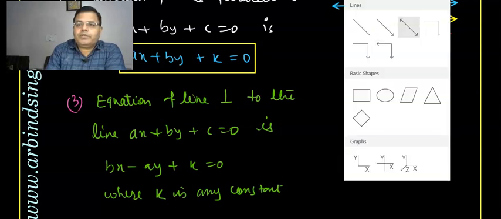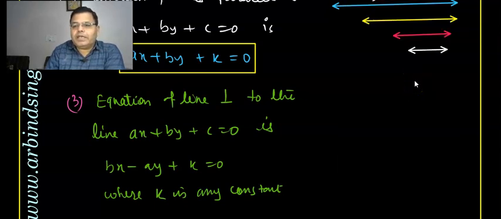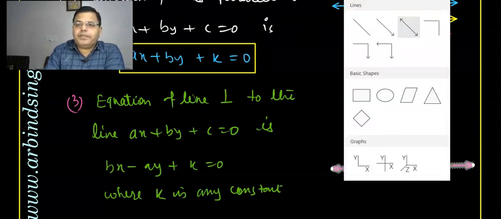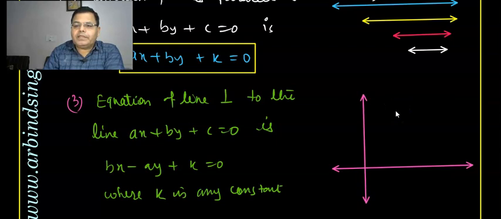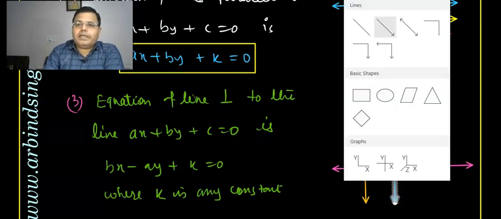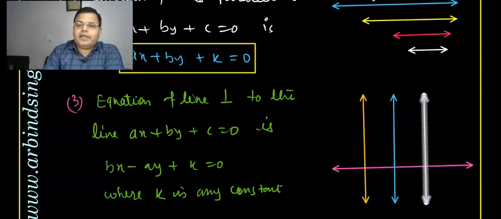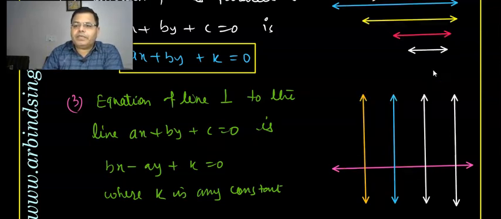Suppose this is a line. There can be a number of lines perpendicular to it. Say there is a line perpendicular to it, like this. There can be another line perpendicular to it, and that is also possible. A number of lines are possible, so we can have equations for all these.